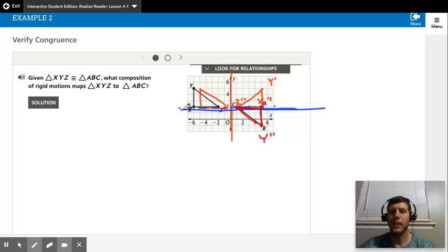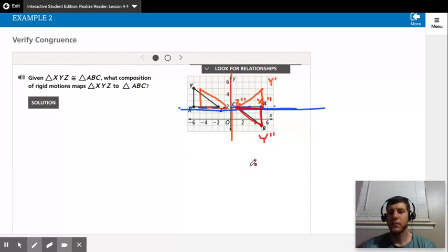So we're showing that if we do a couple, or in this case, 3 rigid transformations, it's going to be the same as triangle ABC, the same side lengths, the same angle measures. So it's going to be congruent. If we can show which rigid transformations are going to put our triangle on top of the other one, that's what's going to show that they're congruent. That's what's going to verify our congruence.